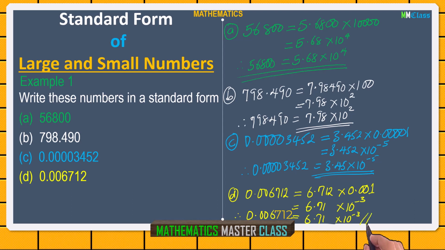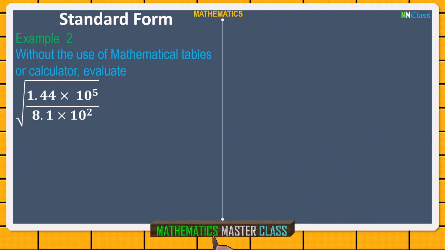Now let's consider example 2. Without the use of mathematical tables or calculator, evaluate the square root of 1.44 times 10 raised to the power 5, all over 8.1 times 10 raised to the power of 2.